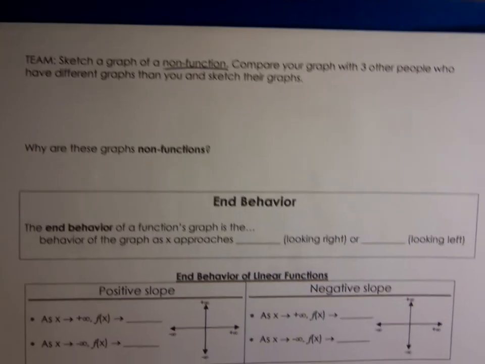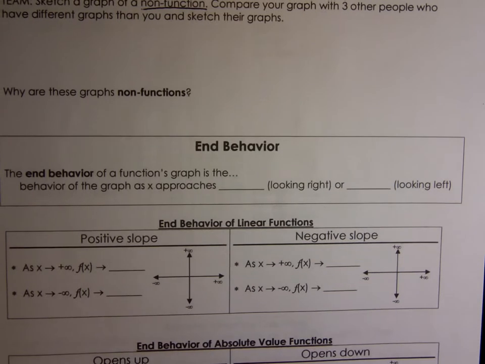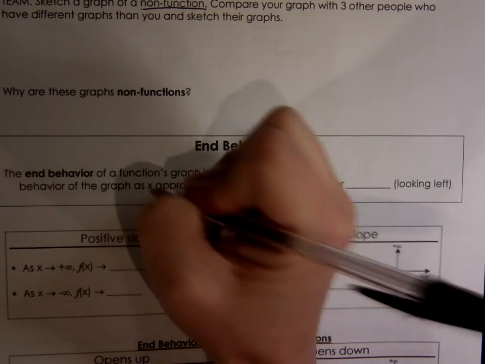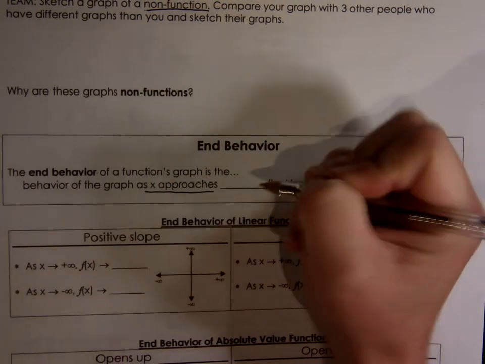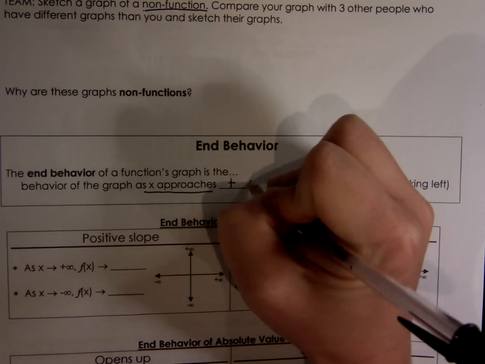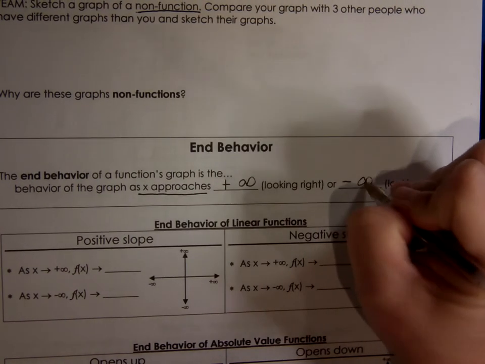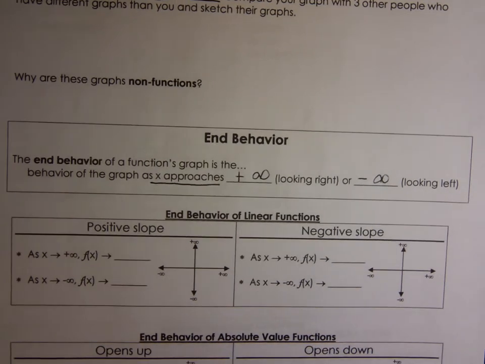All right, let's go ahead and talk about our next idea, which is end behavior. Now, the end behavior of a graph's function is the behavior of the graph as our x approaches either positive infinity, looking to the right, or negative infinity when you're looking to the left. Do you see an arrow? Do you see a dot? How does the graph end on each side?